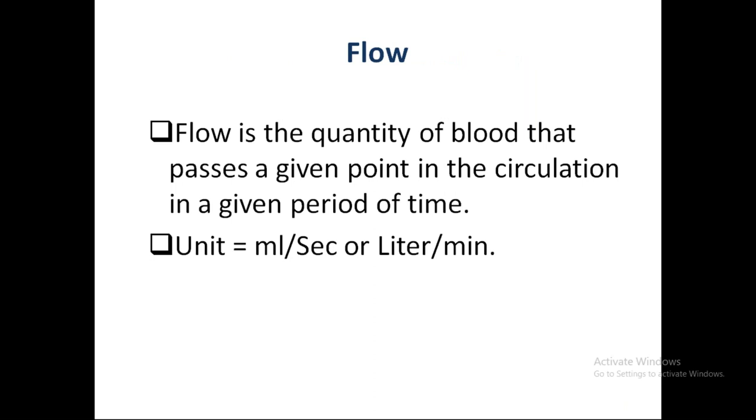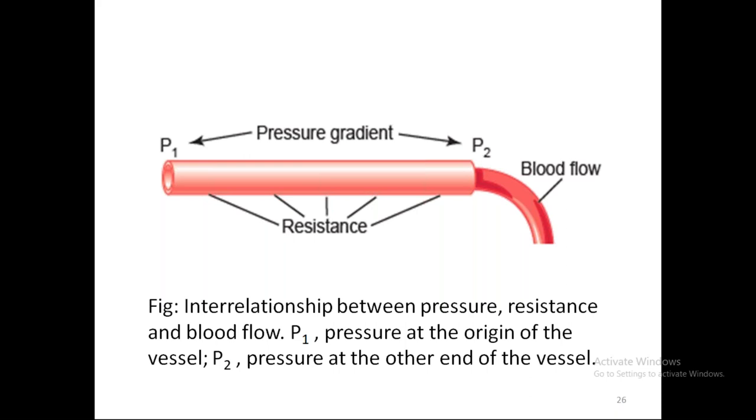So, what is flow? Flow is the quantity of blood that passes a given point in the circulation in a given period of time. The unit is ml per second or liter per minute. This figure shows the interrelationship between pressure, resistance, and blood flow. P1 denotes the pressure at the origin of the vessel, and P2 denotes the pressure at the other end of the vessel. It is the pressure gradient, that is the difference between the two ends of the vessel.